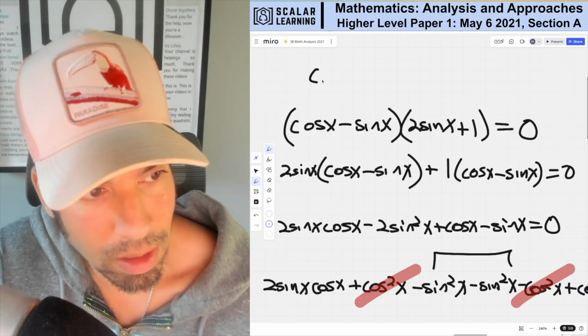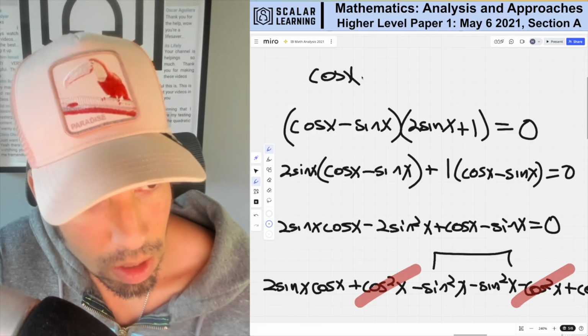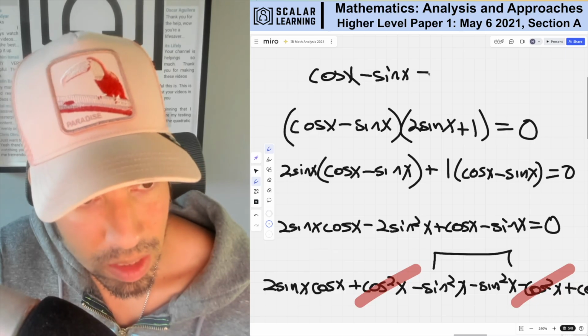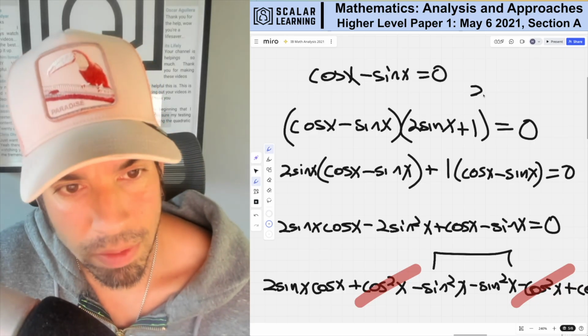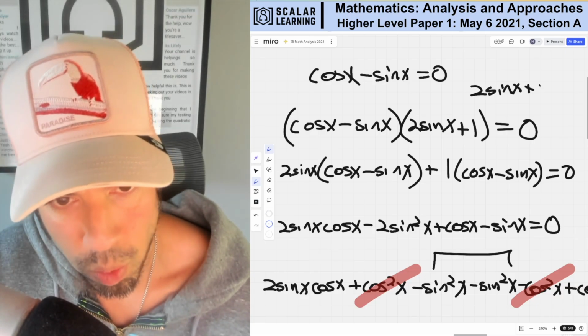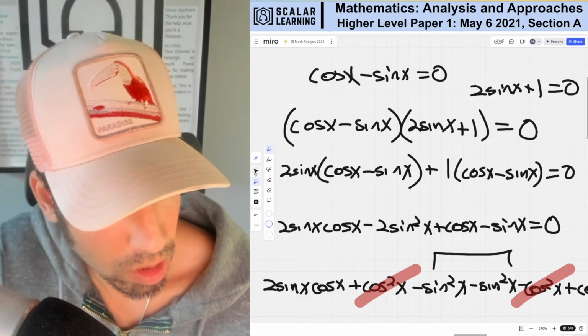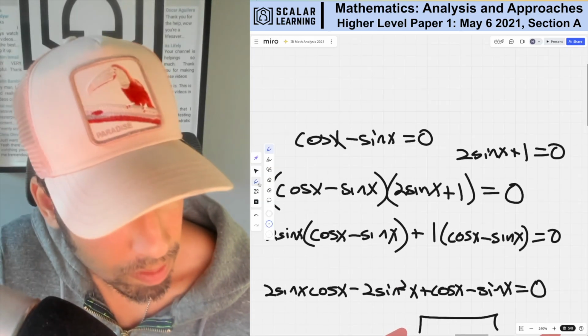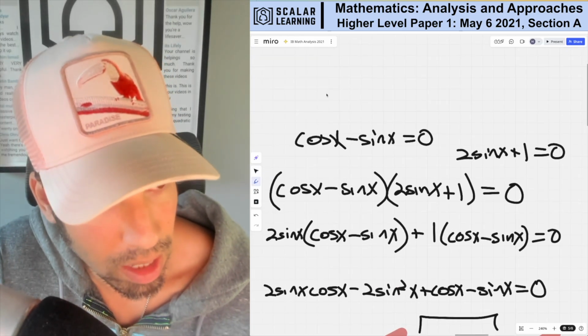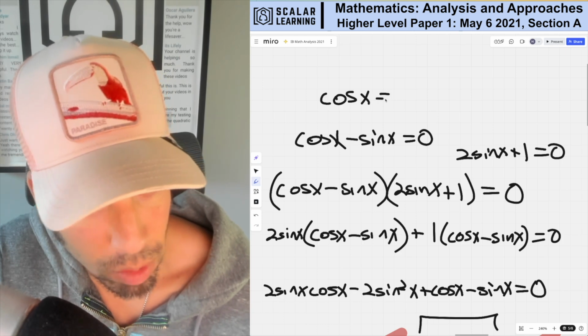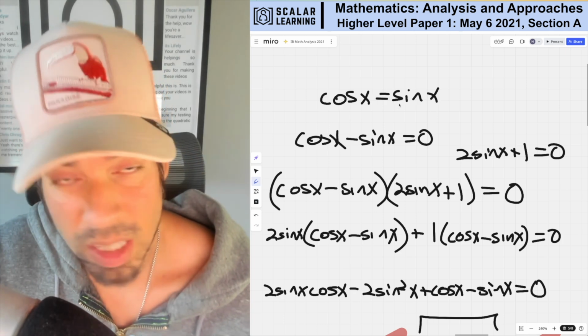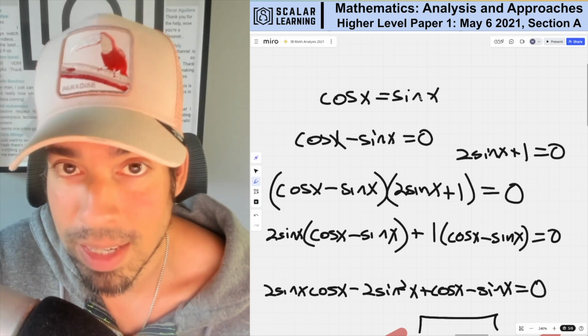So I can just set 2 equations here. Cosine of x minus sine of x is equal to 0. We have to solve that. And then we also have to solve 2 sine of x plus 1 is equal to 0. So let's solve both of these right now. If I add sine of x to the other side, I've now got cosine of x is equal to sine of x. So really what this one is asking is, when is cosine and sine going to be the same?